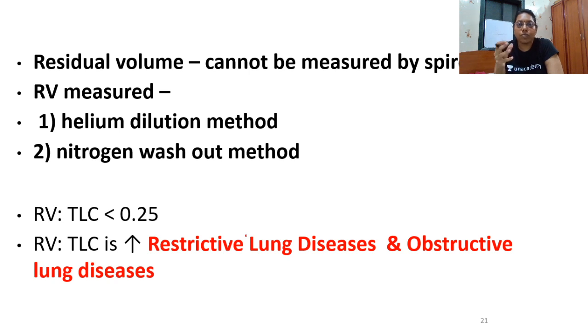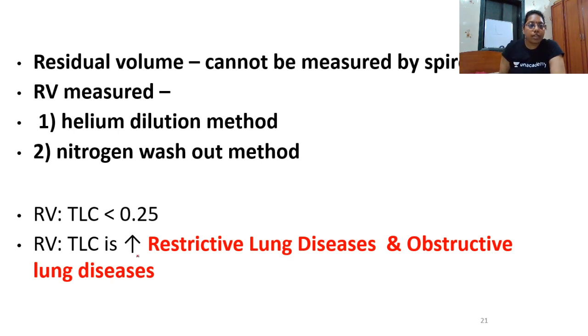So if you have noticed the whole graph carefully, you must have understood that the residual volume is the volume of the air that remains inside the lung throughout. It cannot be expelled out. So obviously, because it cannot be expelled out, it cannot be measured by spirometer. Hence, for residual volume we have two different methods of measurement. One is the helium dilution method and the other one is the nitrogen washout method.